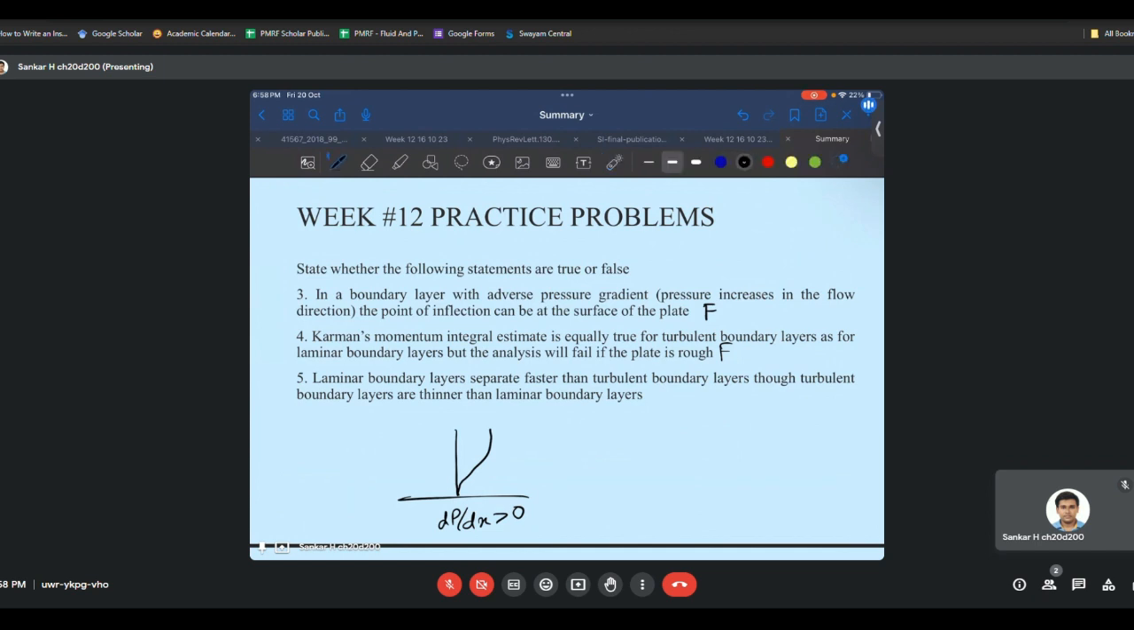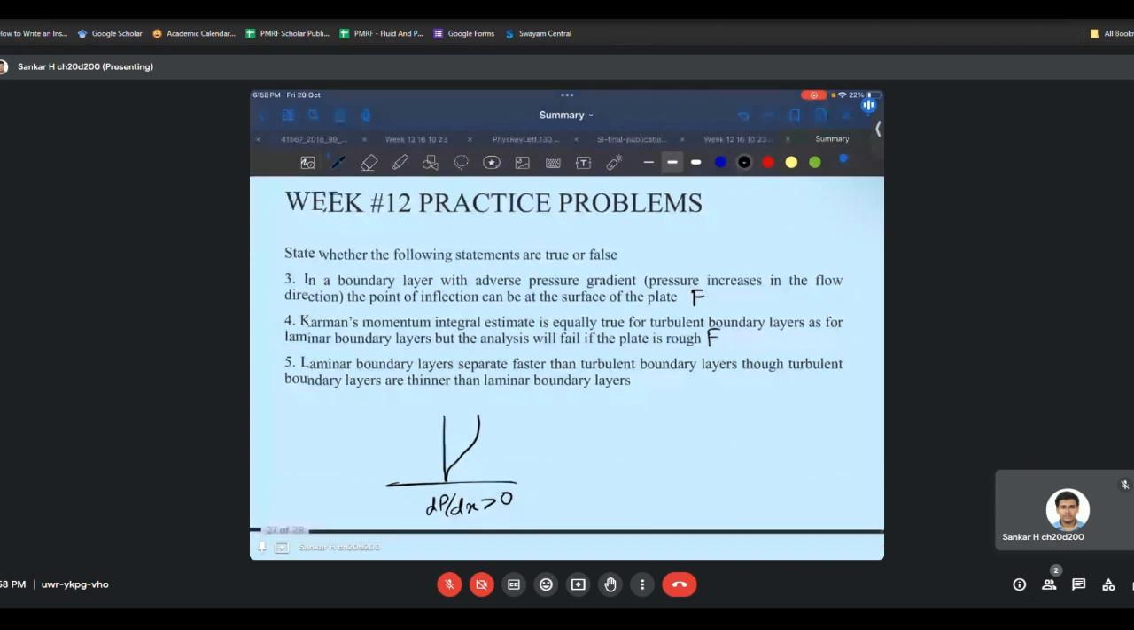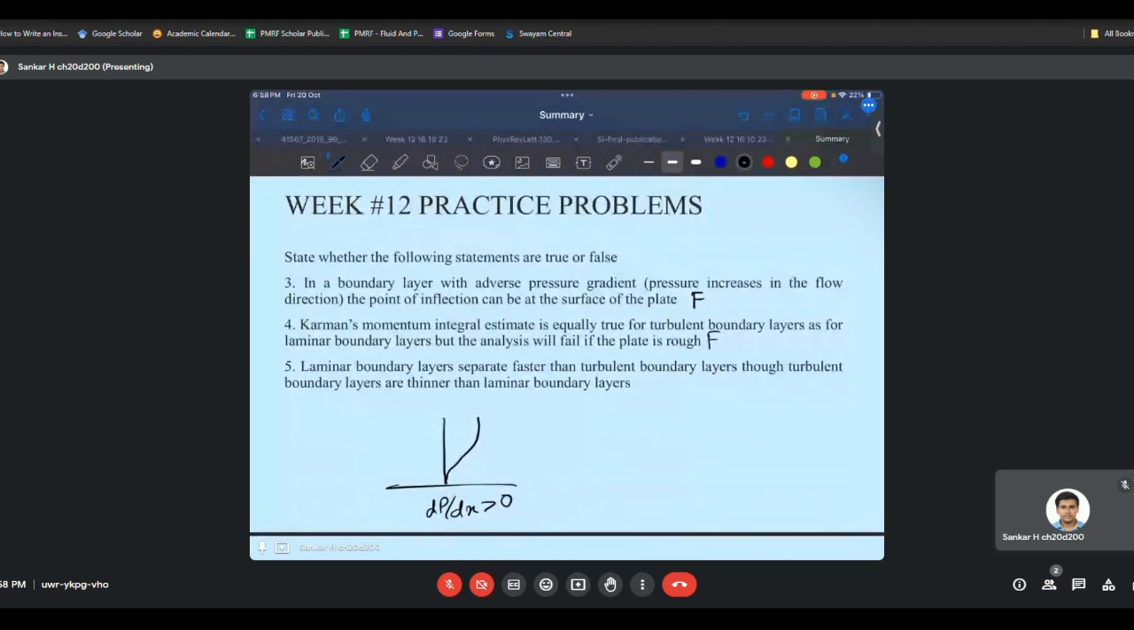Next, laminar boundary layers separate faster than turbulent boundary layers, though turbulent boundary layers are thinner than laminar boundary layers. And yes, that is obtained from these equations. Also, we can see that the turbulent boundary layers are thinner than laminar boundary layers, but the leading edge up to which the boundary layers have laminar flow is shorter for laminar boundary layers. So this statement will be true.